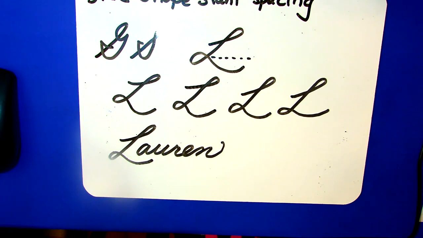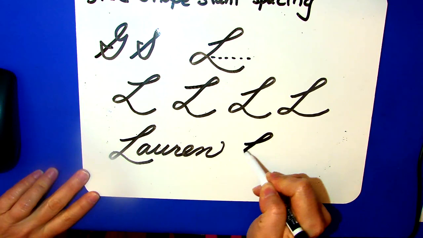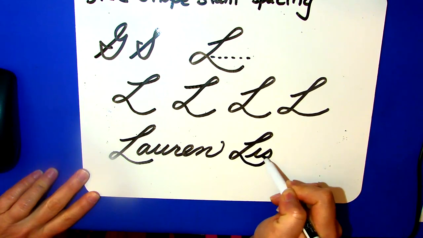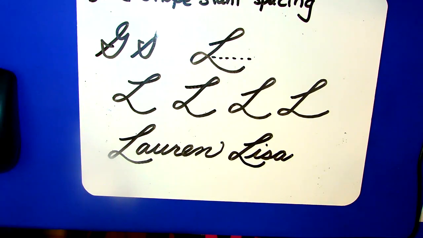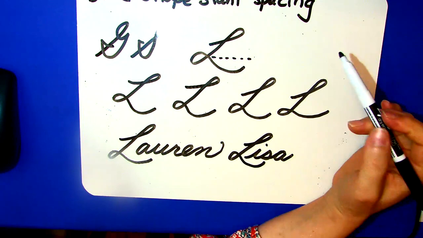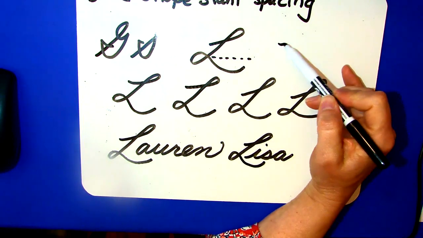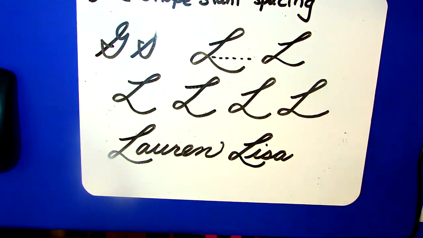I'll write a few more too. Here's another name. Undercurve loop, little loop, dip. Lisa. There's your uppercase L. Let me see the strokes again because remember, this helps you remember the shape. Undercurve loop, little loop, dip under. That is your uppercase L.